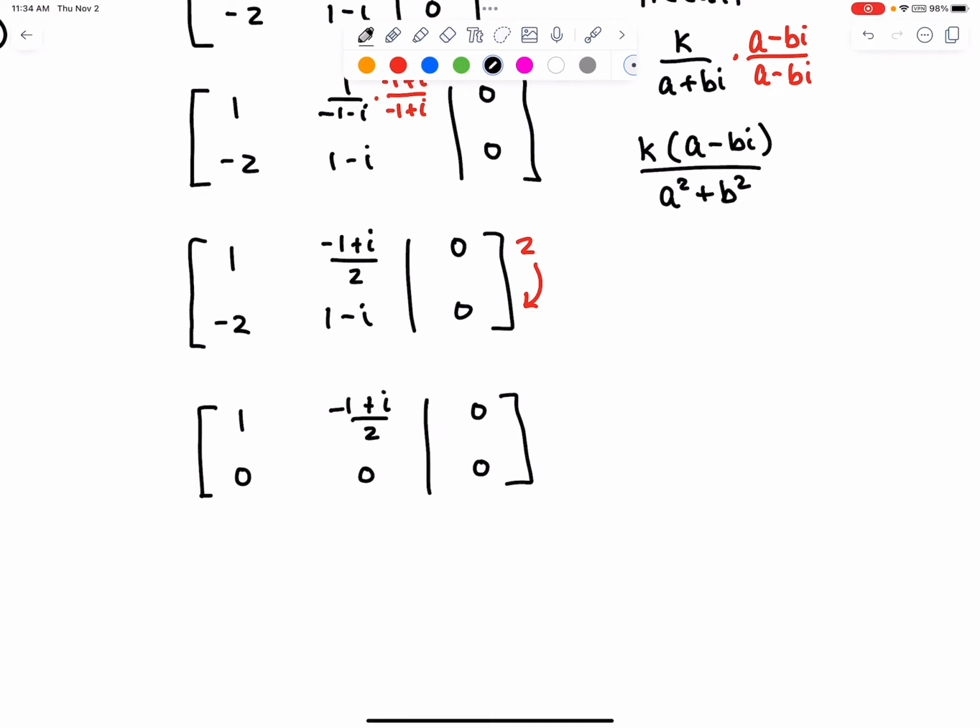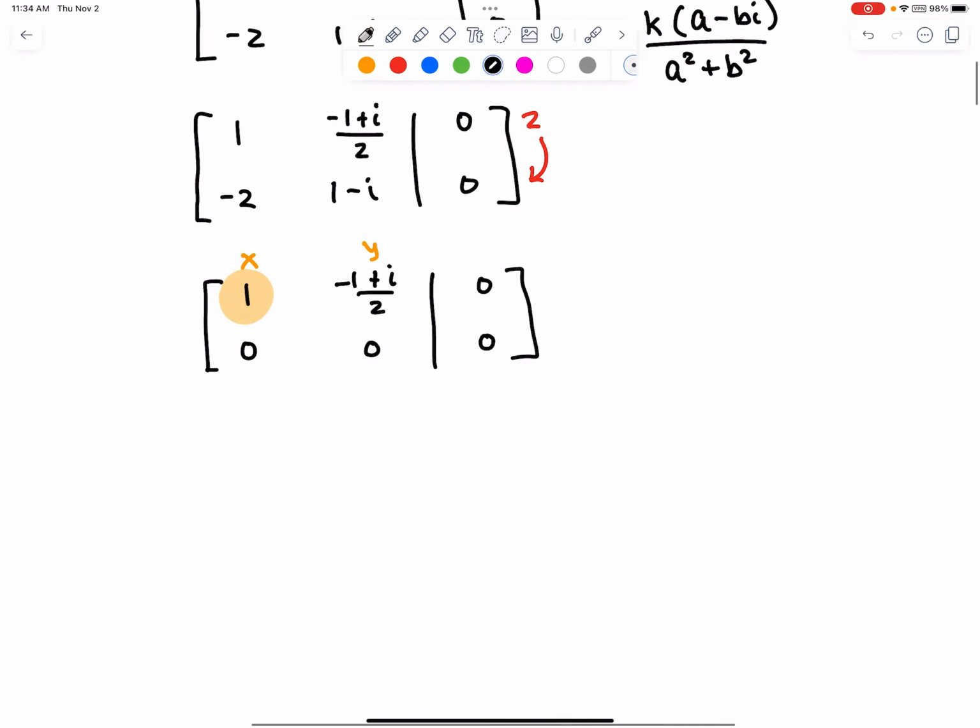Now, this is not surprising because we expected a singular matrix, so we expected a row of zeros down here if we did everything correctly. So now we are in reduced row echelon form. Let's identify our free variables. We have a pivot position right here, and one free variable, which is y.